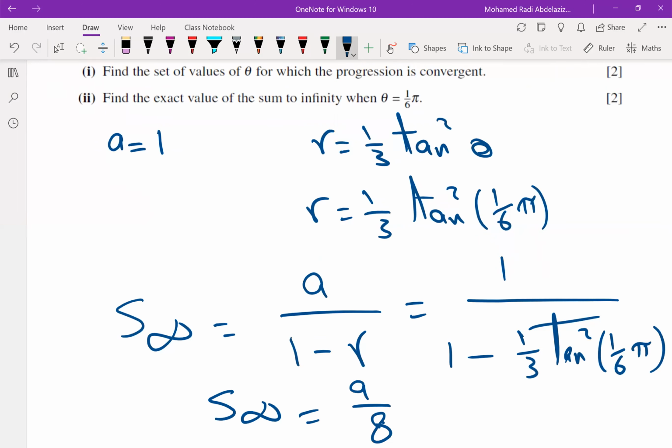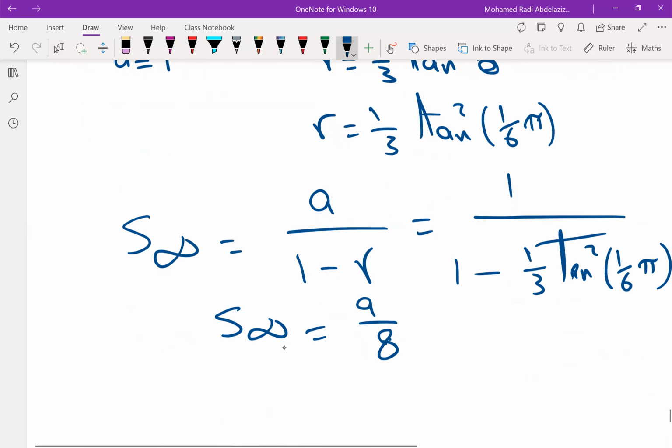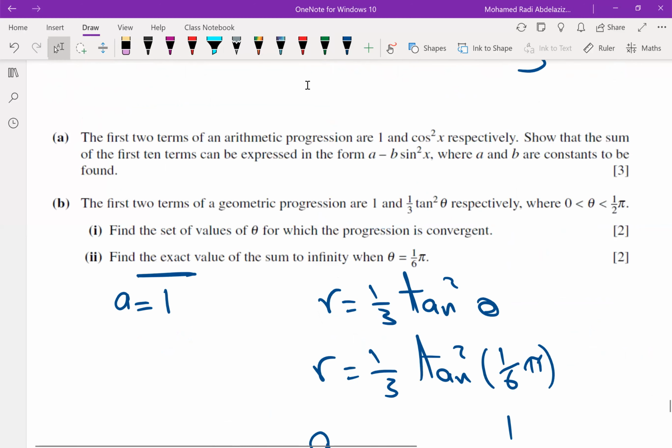Or you can round your answer to significant figures. It's written here exact, so keep the answer as a fraction. In this case, 9 divided by 8 is 1.125, so if it is exact, you can write it that way. If it is not exact, please keep it as a fraction. That's it. Thank you.